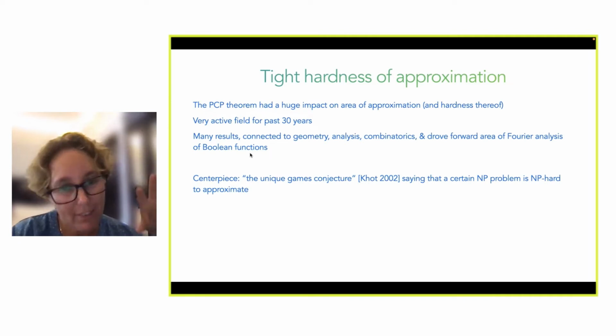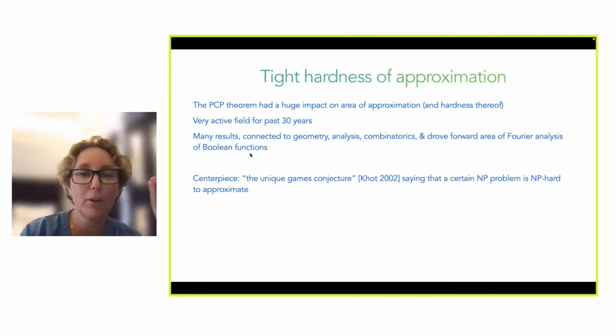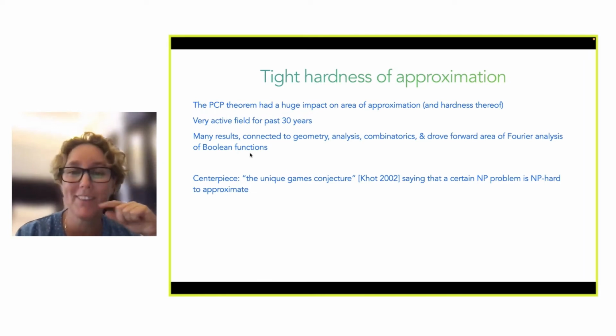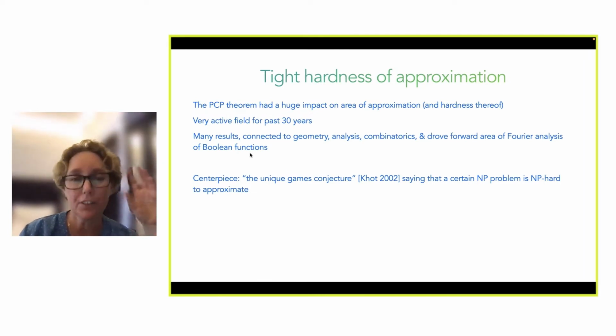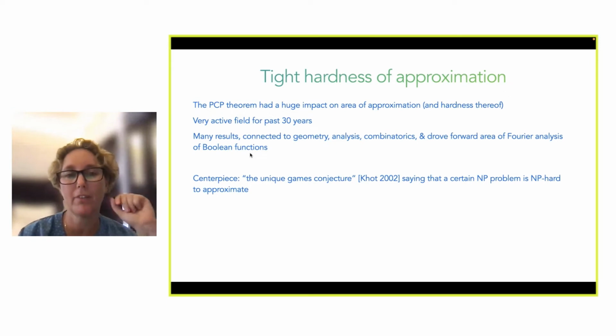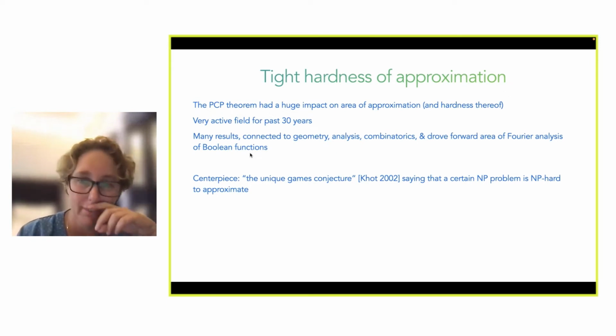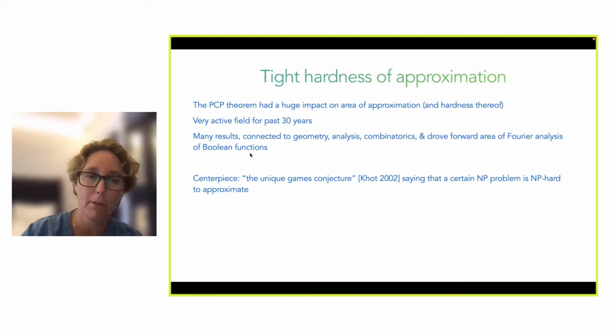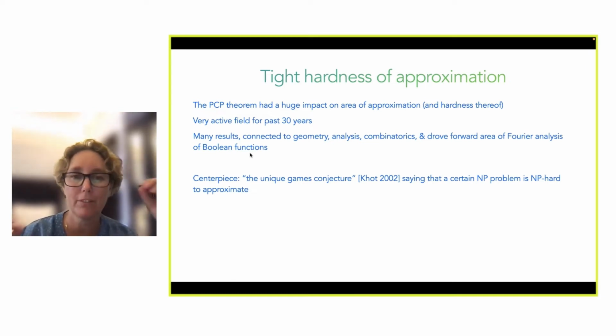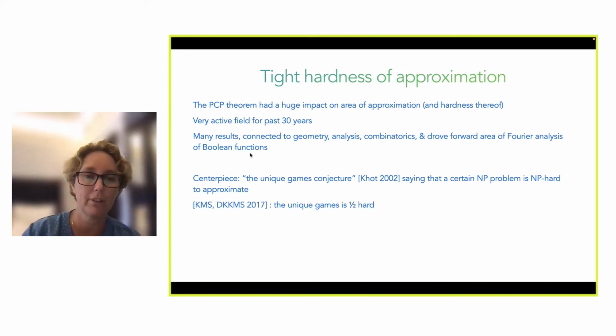And kind of the centerpiece of this whole study is the so-called unique games conjecture of Subhash-Khot from 20 years ago. And this says that a certain problem called the unique games problem is NP-hard. And if you believe this conjecture that this problem is hard, it immediately implies a very large amount of tight hardness of approximation results.